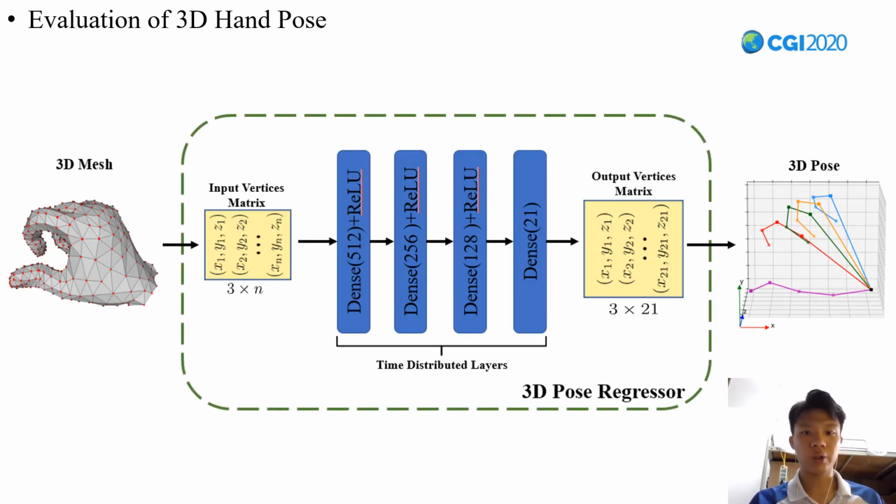After reconstructing the 3D hand mesh from the input image, a 3D hand pose can be estimated by a 3D hand pose regressor. This is the framework of our simple 3D hand pose regressor, which takes the vertices matrix as input and outputs the target pose vertex matrix. We use the time distributed layers in Keras to wrap our MLP model.